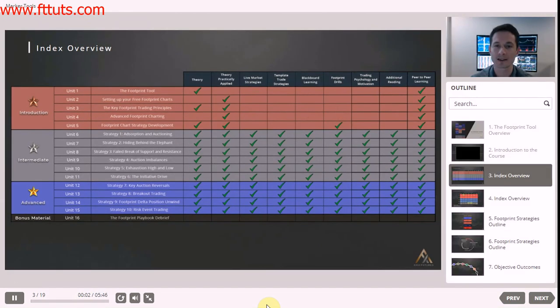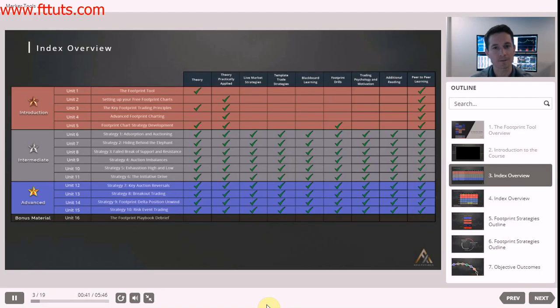The index is a wonderful overview of what you can expect to see throughout the course. It's broken down into 3 sections: an introductory section, which is units 1 to 5, an intermediate section, which is units 6 to 11, and an advanced section, which is units 12 to 15. In basic terms, units 1 to 5 include predominantly theoretical as well as practical application of the Footprint principles and methodologies. From units 6 to 15, we solely focus on building strategies, executing strategies, as well as building your own templates on those strategies.